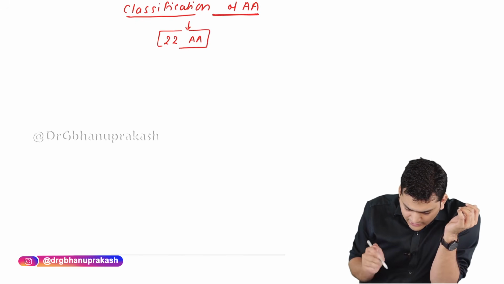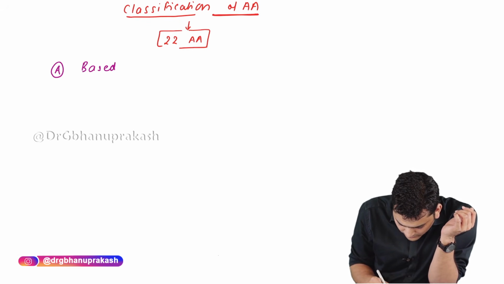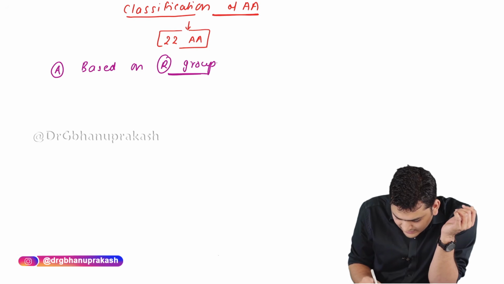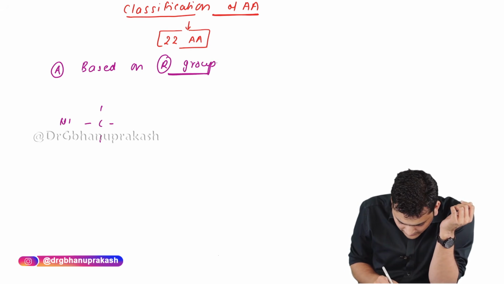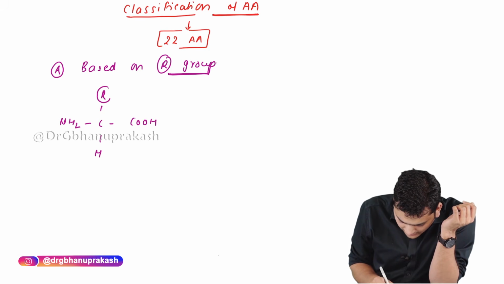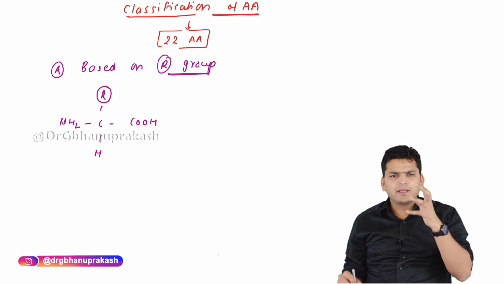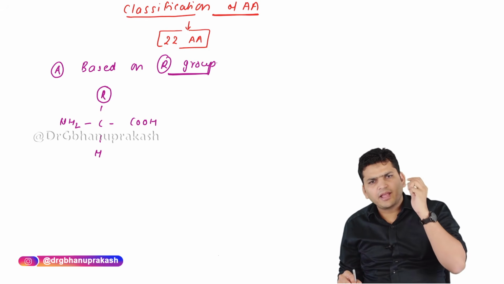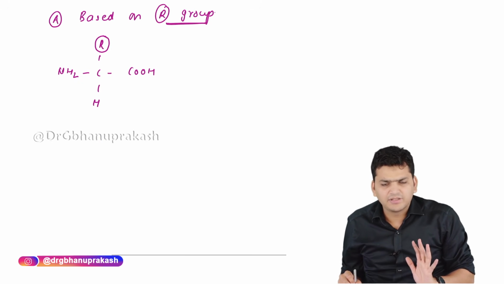The first classification that we are going to discuss is based on the R group. What is the R group? R group is basically the side chain. If I make the structure of amino acid that we made earlier, there is the amino group, acidic group, hydrogen. The fourth valency was R. As I told you earlier, R can be anything. It can be hydrogen, it can be carbon, it can be sulfur, alcohol, it can be anything. So based on that, we are going to do the classification.